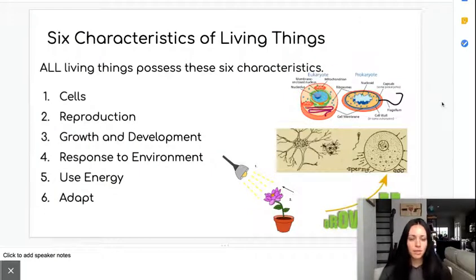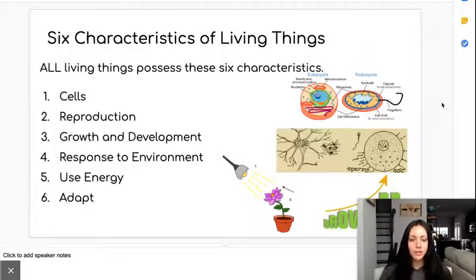So as I mentioned, there are 6 characteristics. All living things, every living thing, possesses all of these 6 characteristics. That means that if something does not possess all 6 of these characteristics, it cannot be considered living. So let's look at what those characteristics are.